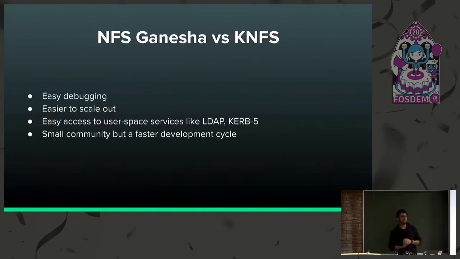Firstly, I'd like to mention performance-wise, of course, it's kernel NFS that provides better performance. But NFS Ganesha is quite good. It's not that bad. It gives you good performance. Other than that, it's easier to debug with. We all know how daunting it can be to debug kernel NFS or kernel applications. And it's easier to scale out as compared to kernel NFS.